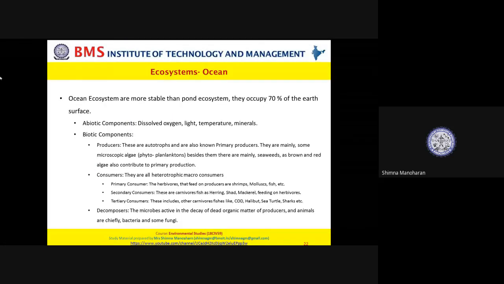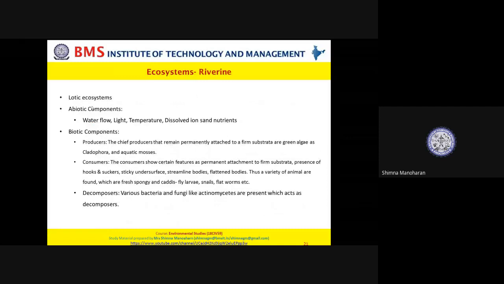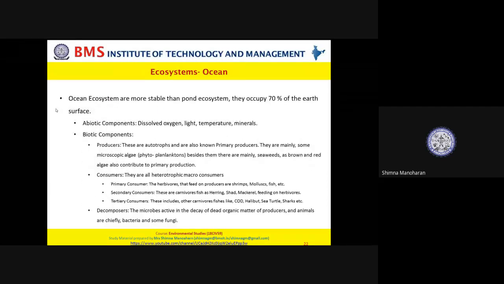So next you have ocean. Ocean is also an example of lotic ecosystem, right? Water moves. Here again, it's more stable than pond ecosystems, and 70% of Earth is covered by ocean. Abiotic components are dissolved oxygen, light, temperature, and minerals. Biotic components are producers, consumers, and decomposers.